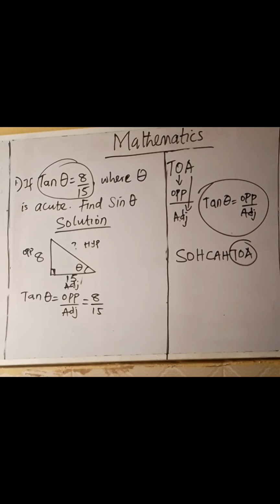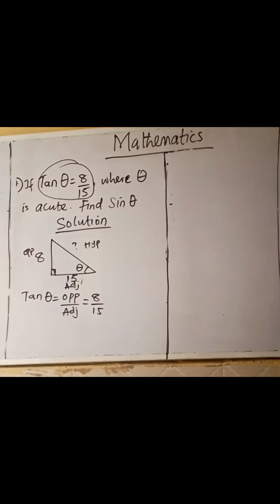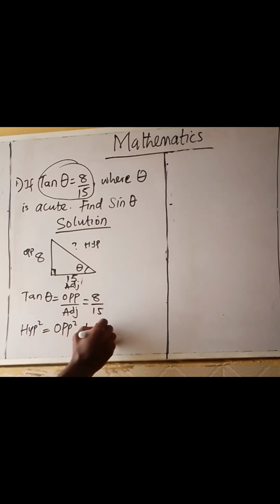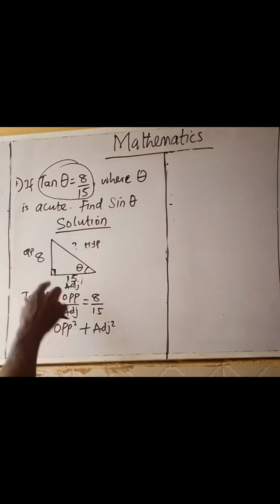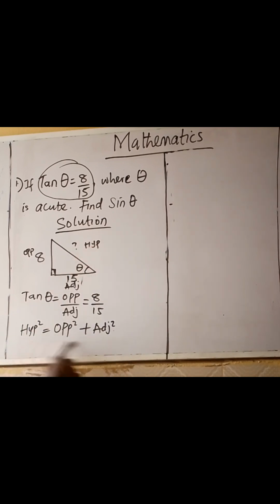So I have to look for the third part of the right angle triangle. For me to be able to get it, I have to use my Pythagoras theorem. So the hypotenuse squared is equal to the opposite squared plus the adjacent squared. This is Pythagoras' rule. It says the square of the longest side is equal to the sum of the squares of the two shorter sides. That's why I had to get this formula from Pythagoras.